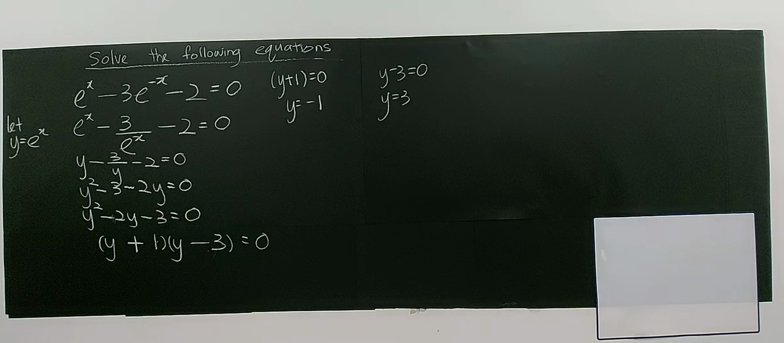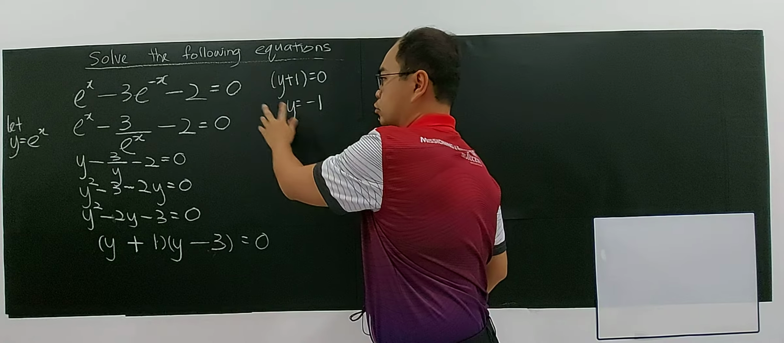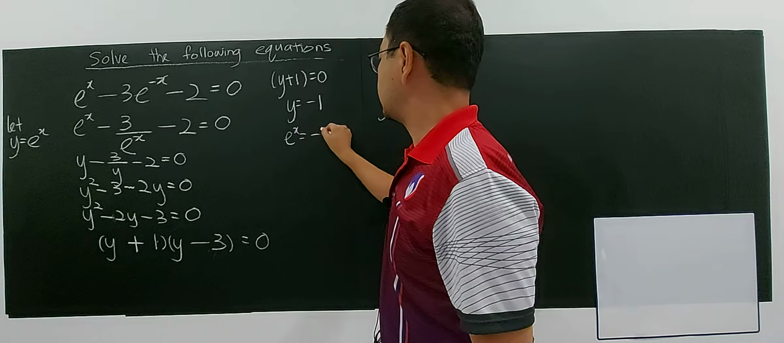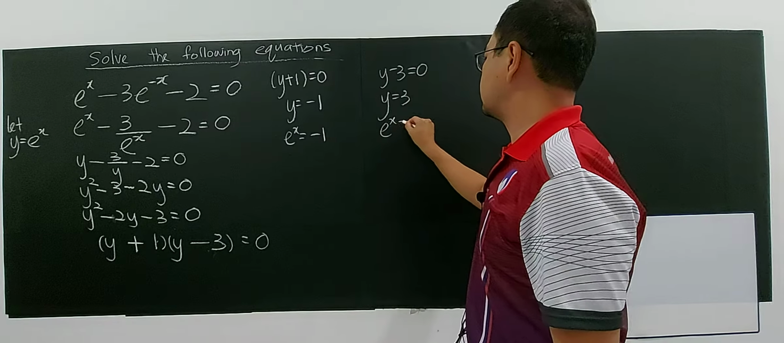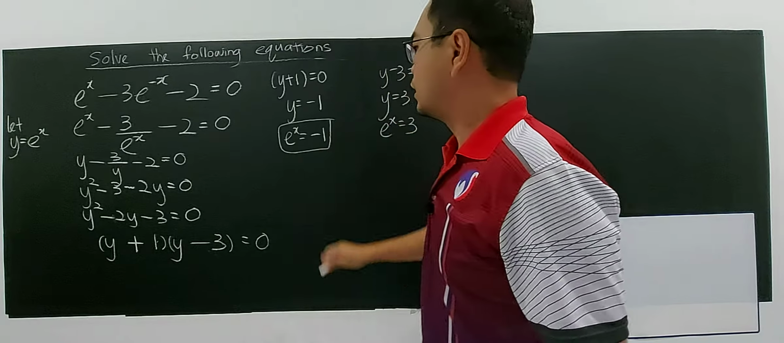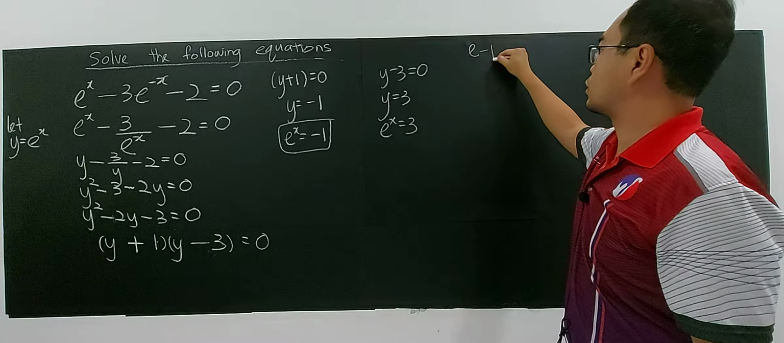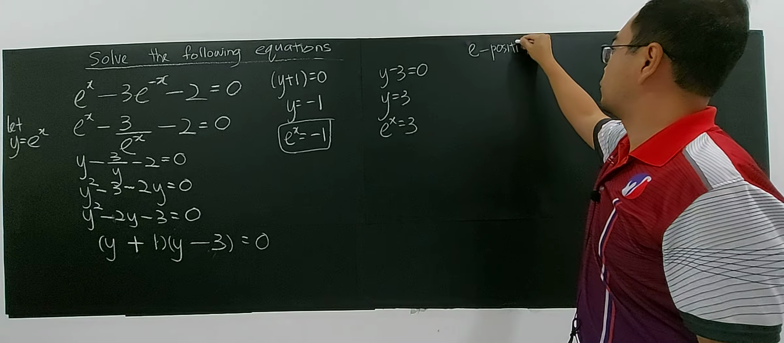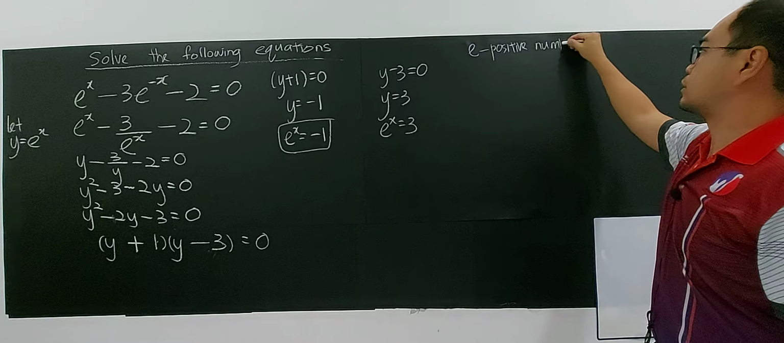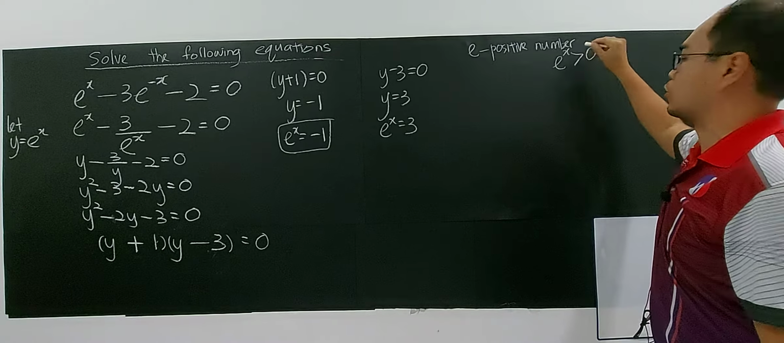But this is not yet a solution because y is a variable to represent e^x, right? So you have to rewrite back: e^x is negative 1 and e^x is 3. Then you have this. But look at this. It's impossible for a positive value. e is a positive number. You can use a calculator to get the value of e, which is 2.7 something. So a positive number to the power of x is always positive.